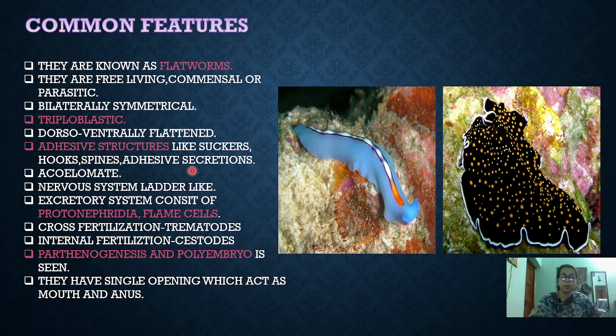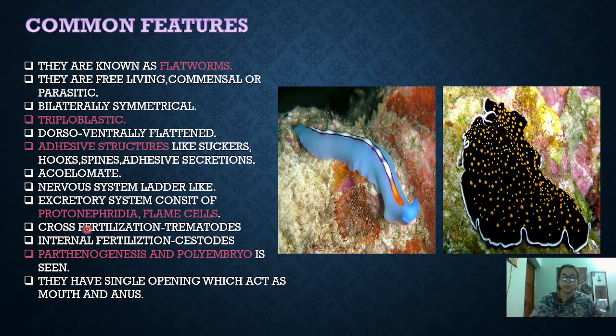And they are acoelomate, that is, coelom is absent, and the nervous system is ladder-like. One important point which is mostly asked in exams is about the excretory system: it is protonephridia type, that is the primitive type. And what is the excretory system called? They are called flame cells. This is an important question and it is asked numerous times in the exam.